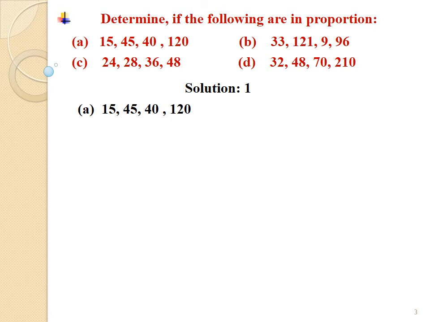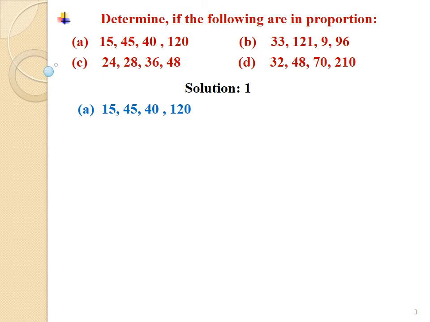So now let us solve question number 1. Sum A: 15, 45, 40, 120. Students, in this sum there are 4 terms, that is 4 numbers. So we will get 2 ratios as there are 4 terms. Students, the 2 ratios we will get are 15 is to 45 and 40 is to 120.